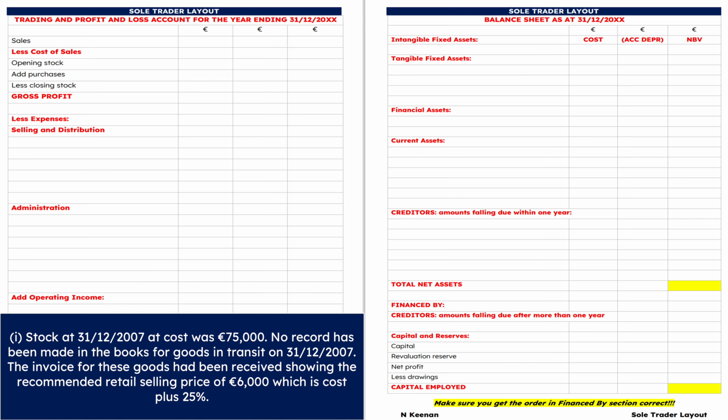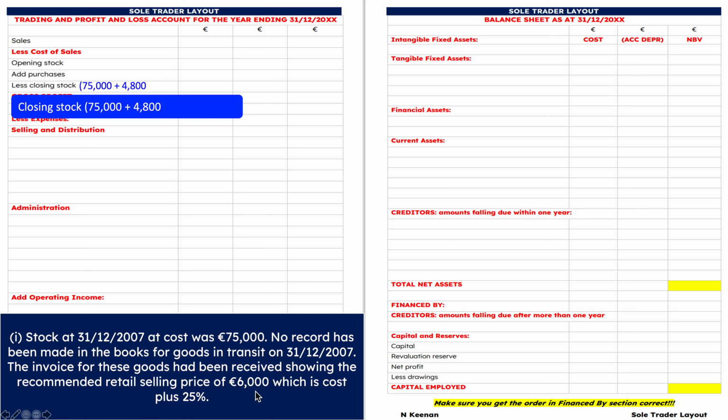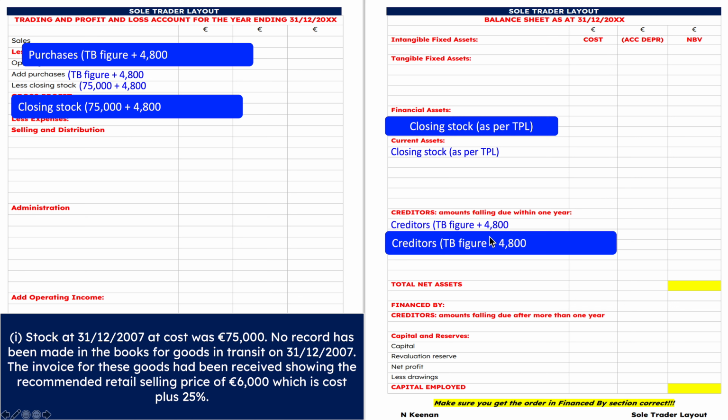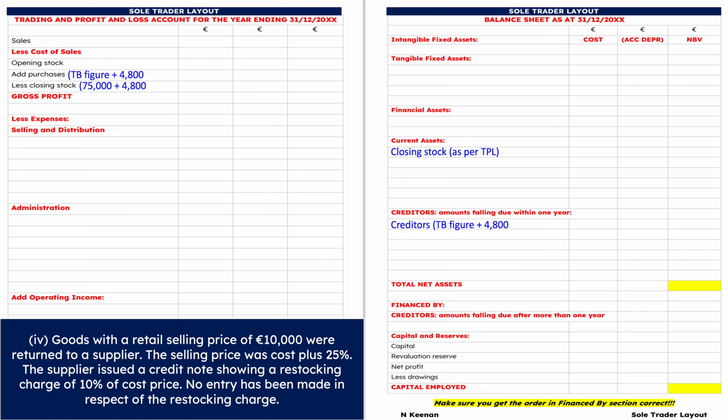Okay, so here we go. So we've got closing stock here, 75,000, and we add 4,800. How did I get that 4,800? That is my recommended retail selling price of 6,000 divided by 125 and multiplied by 100 to get the cost price, so 4,800 there. We'll also throw my closing stock over in the current assets, and then we need to add 4,800 to our purchases figure and add it to our creditors figure as well, as we have purchased goods on credit from the creditor. So that's the first part.